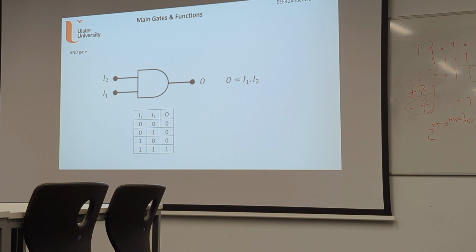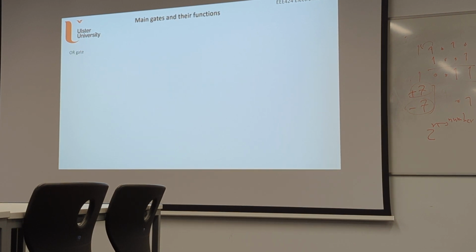We can represent it as I1 times I2, I1 point I2, or I1 I2. Then the OR gate. OR is represented as this. Okay, it's an OR gate. See the difference between the AND gate and the OR gate as a symbol.